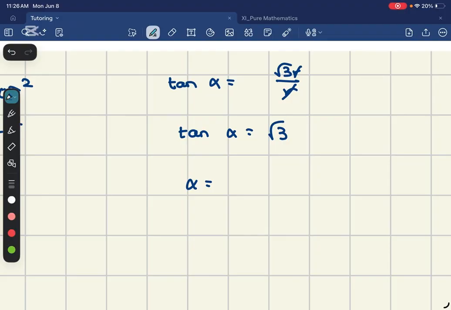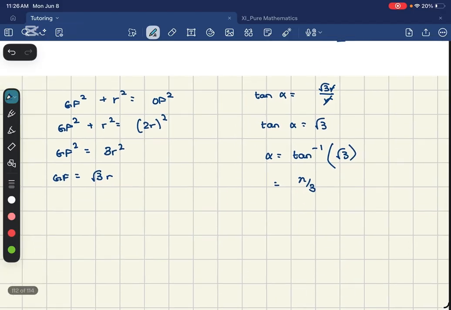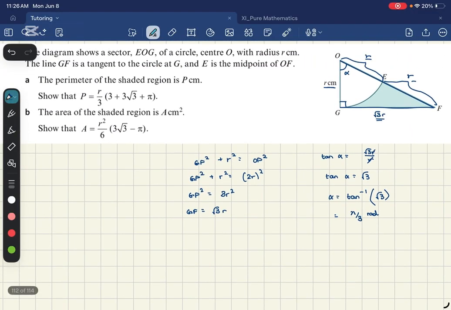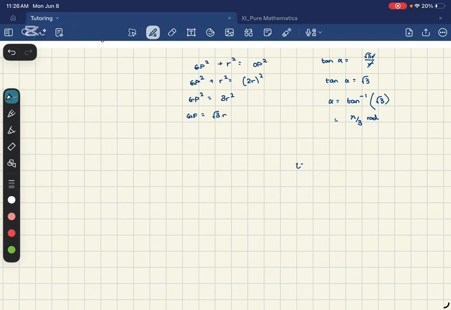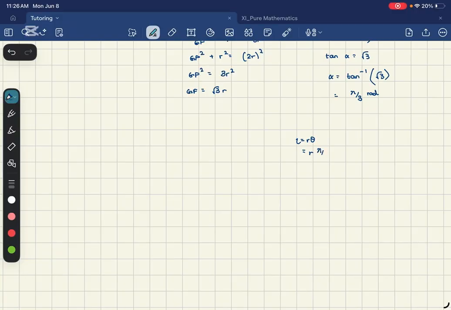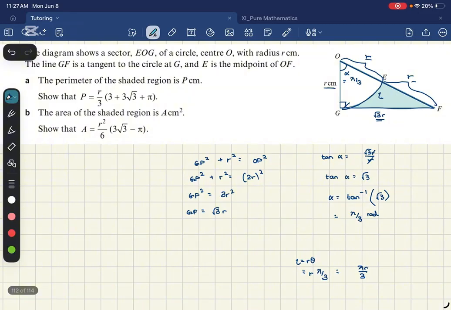And alpha, if you take the tan inverse, you are going to get pi over 3 radians, because root 3 is a special value: tan 60 degrees is root 3, and 60 degrees is pi over 3 radians. So we know this angle is pi over 3. Now we can find the length L here. That length L is just r theta. What is r? It's just r, and theta is pi over 3. So L is pi r over 3. And now we can find the perimeter.